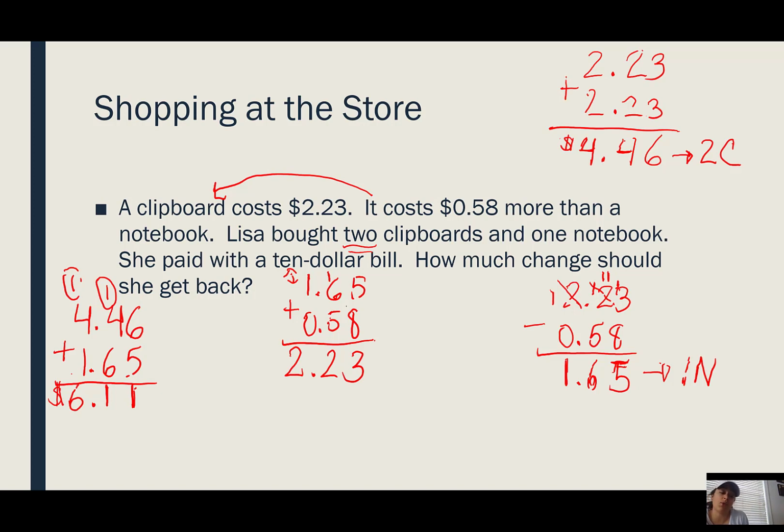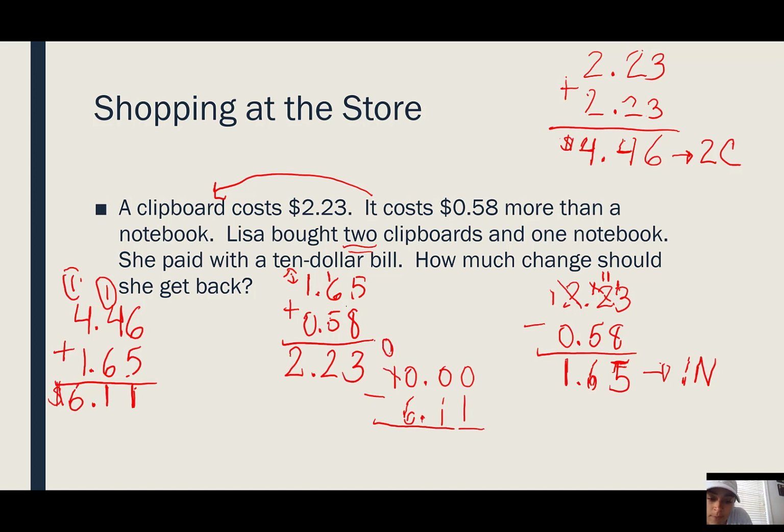So now we're going to subtract $6.11 from $10, okay? So let's do it. $10 minus $6.11. Okay, I can't take 1 away from 0. I can't take 1 away from 0. I can't take 6 away from 0. So again, we're going to decompose.